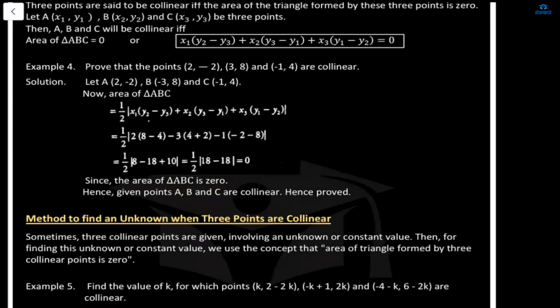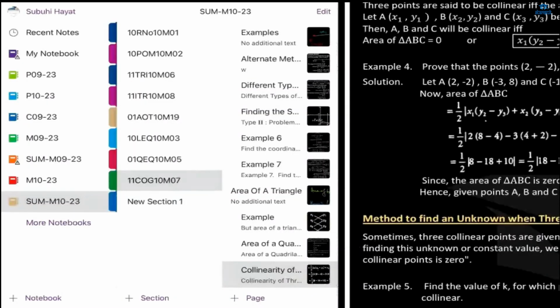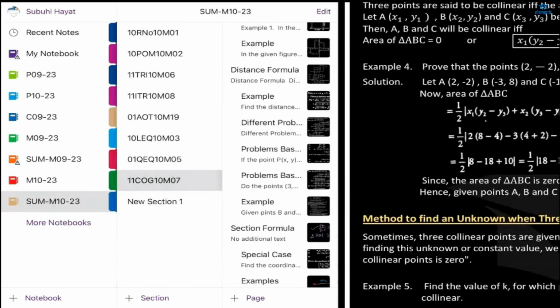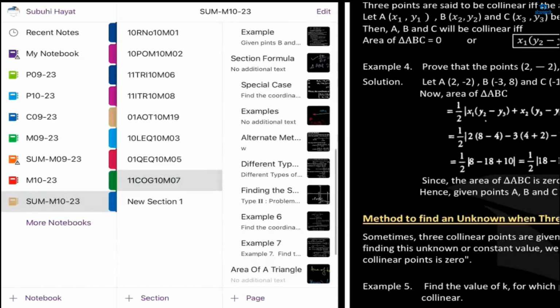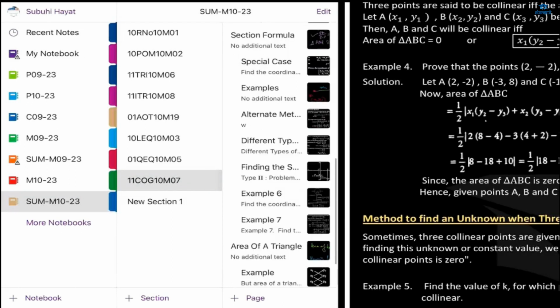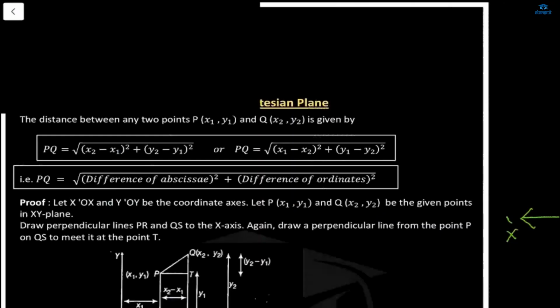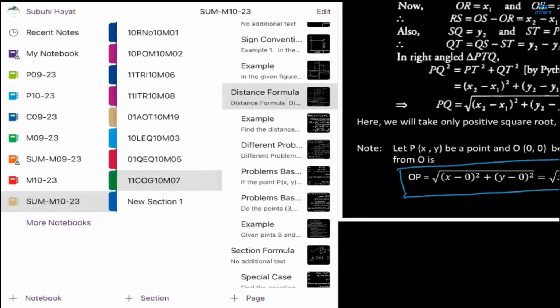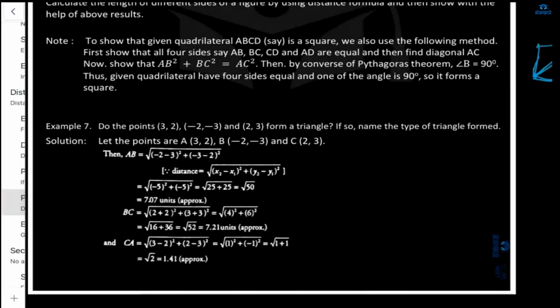See, it depends on which values are given. If all the 3 points are given, then you can equate the area to 0 and find the value. In the starting, I think we did using the section formula, the distance formula. I have done with the distance formula that if the distances between the points are equal, then it is collinear.